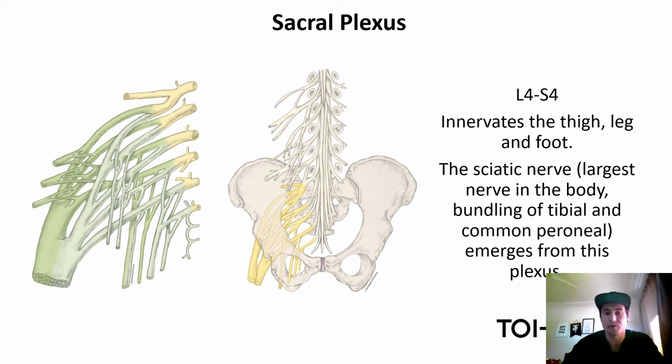And then sacral, so we know the sacrum is at the bottom of the lumbar pelvis, L4 to S4. The sacrum is a series of fused bones. That's why you've still got S1 to S4. So this innervates the thigh, leg, and foot. We've also got the sciatic nerve, which you've probably heard of before or know someone who's had impingement of. It's the largest nerve in the body, so that's why impingement of that nerve can cause a lot of pain, and it emerges from this group.